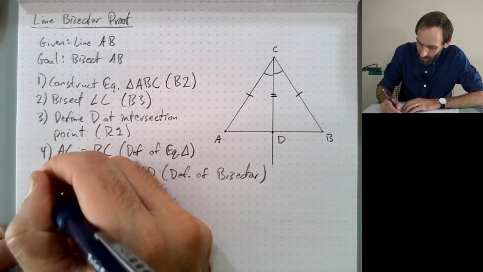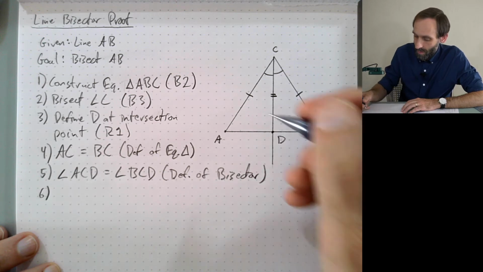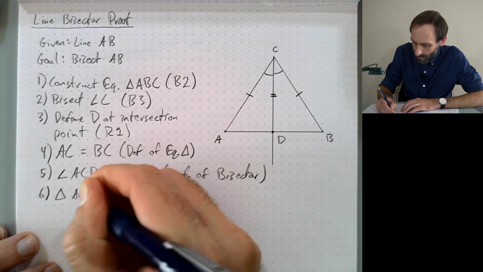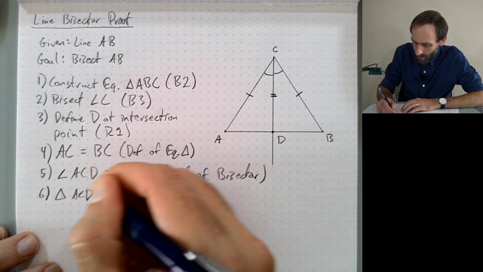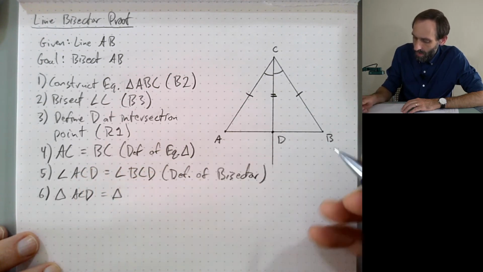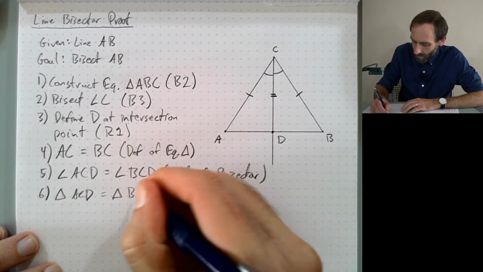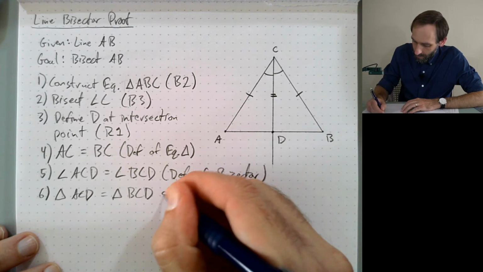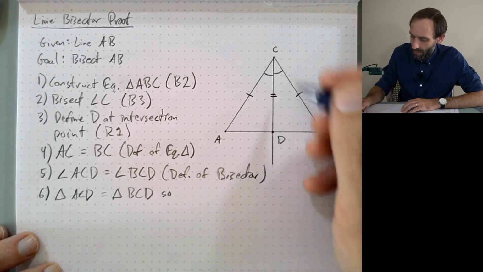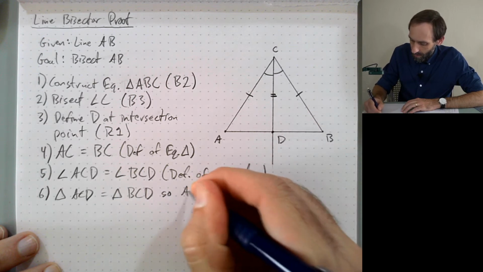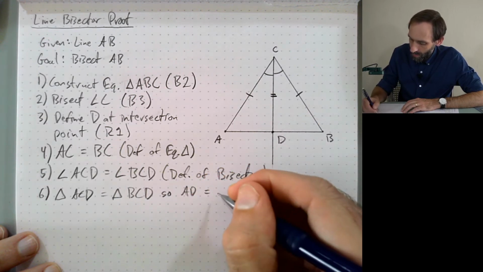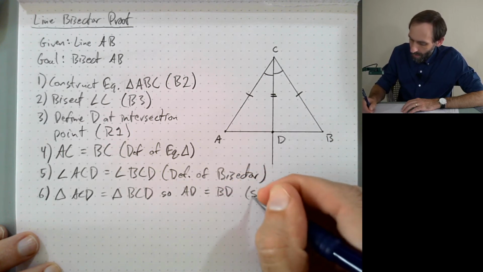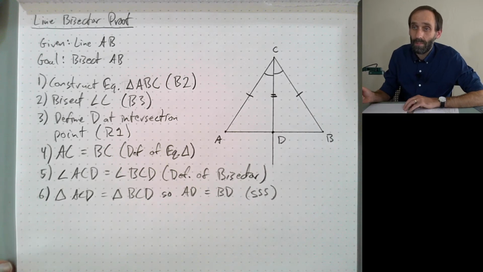But for now, we're just going to go ahead and say, okay, step 6 is saying that the triangle ACD is equal to the triangle BCD. And so, because these two triangles are equal, then the length AD is equal to the length BD. And that's by side, side, side.